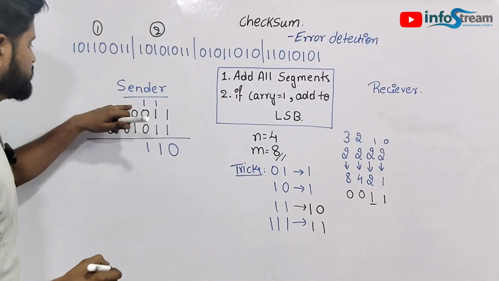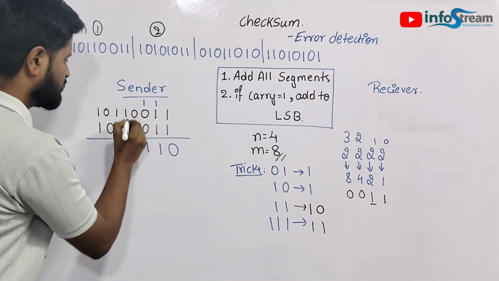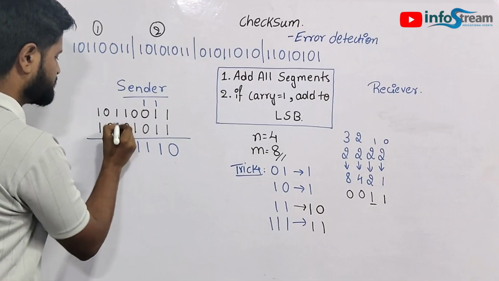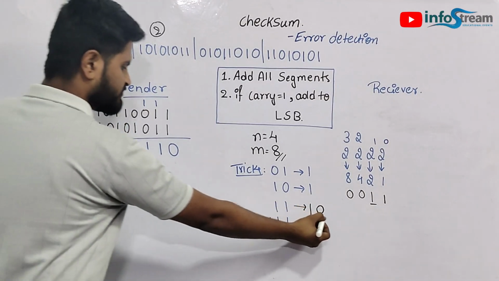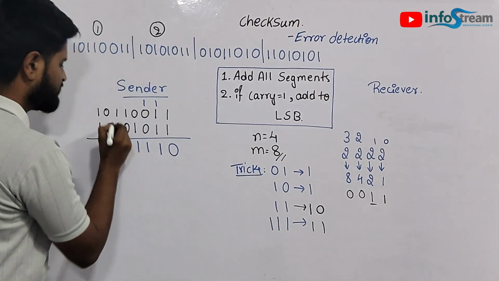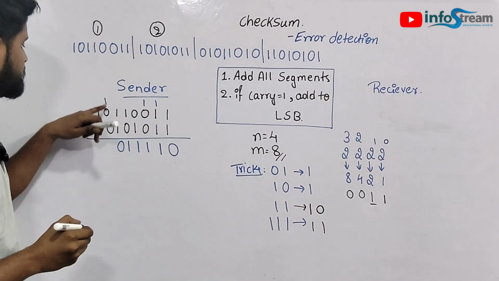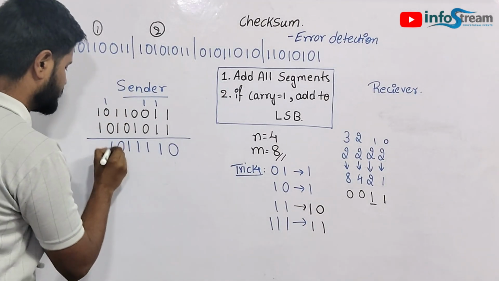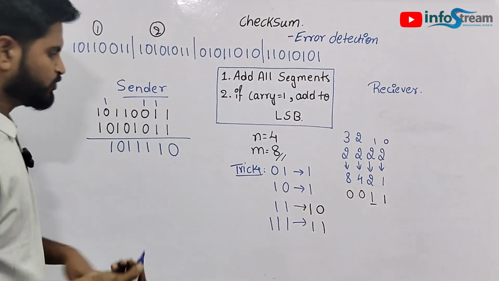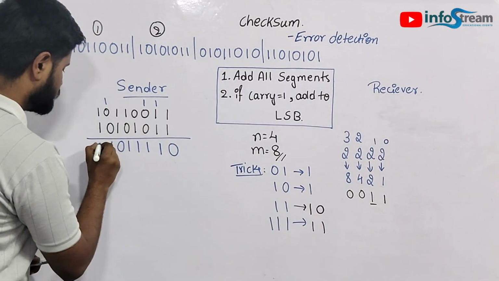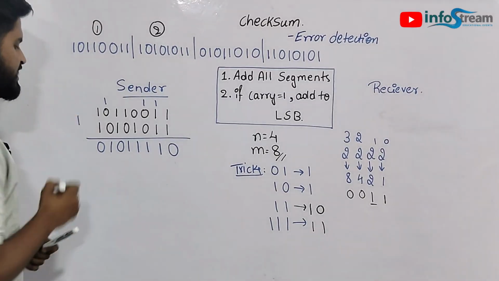0 plus 1 will be 1, 1 plus 0 is 1, 1 plus 1 will be 2. So I will represent 2: 0 will be the sum and 1 will be the carry. 1 plus 0 plus 0, it will be 1. 1 plus 1, it will be 2. I will represent 2. 0 will be the sum and 1 will be the carry.